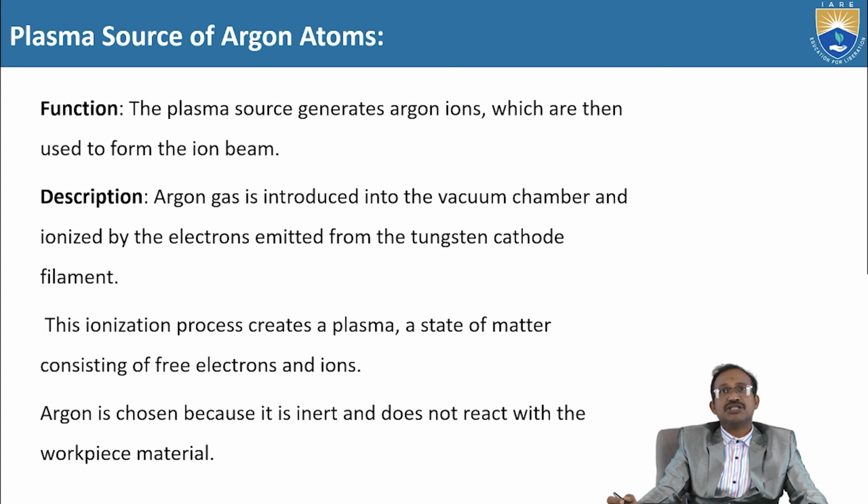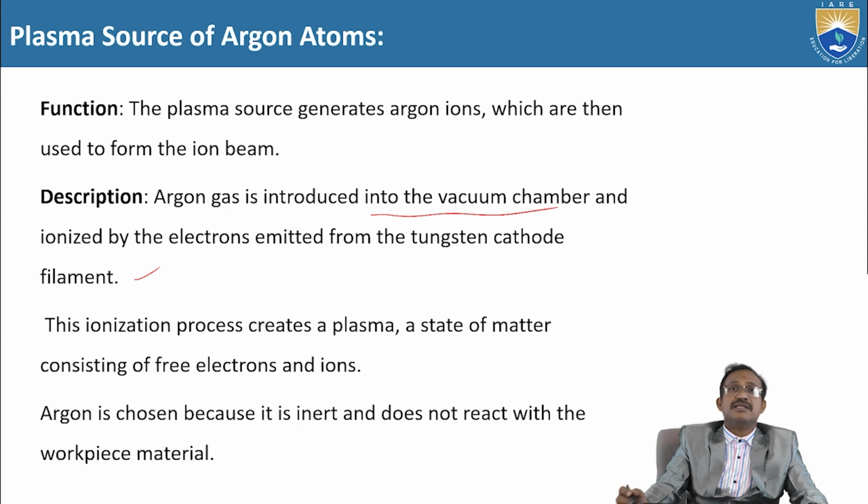Argon gas is introduced into the vacuum chamber and ionized by the electrons emitted from the tungsten cathode filament. Here we should make a note that the gas is inert argon gas. We cannot use any other gases in this vacuum chamber. If we use any other gas, our purpose will be wasted.